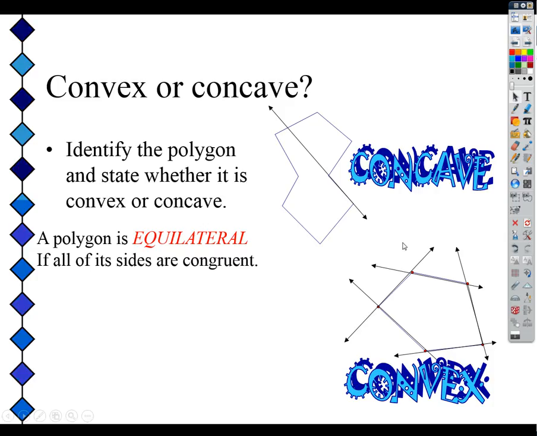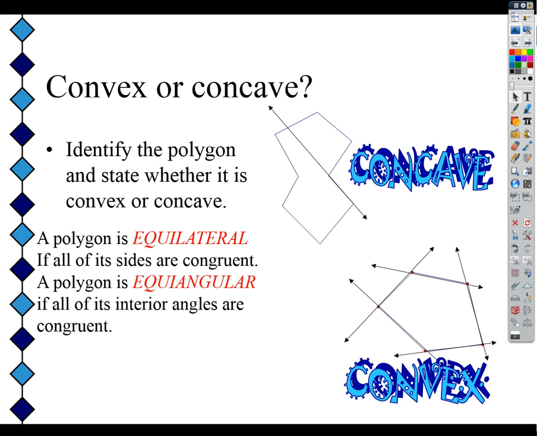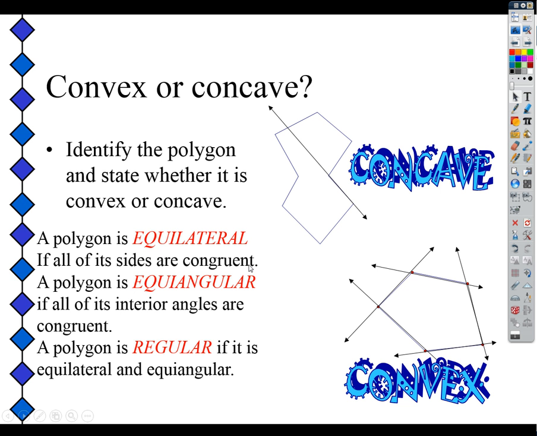Okay, so a polygon is equilateral, just like we've talked about with triangles, if all of the sides are congruent. It's equiangular if all of the angles are congruent, and it's regular if it's both of these at the same time. It has to be both equilateral and equiangular to be regular.